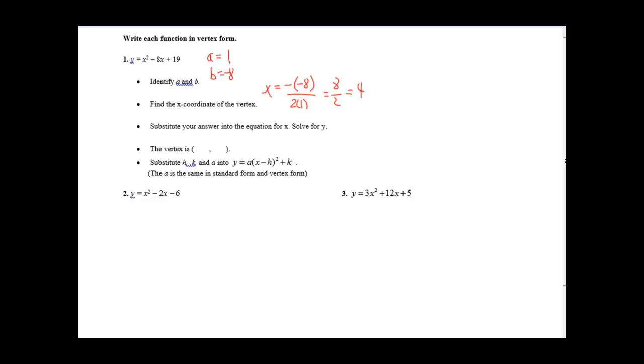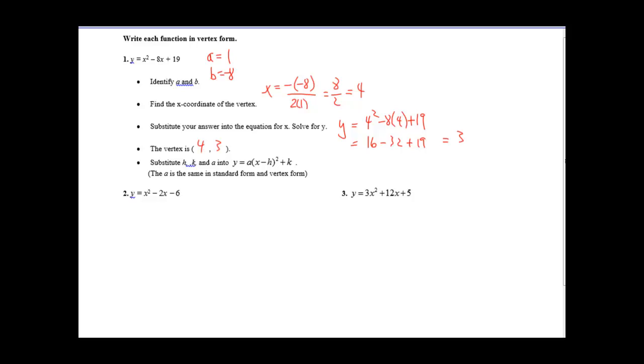Now we're going to substitute the answer into the equation for x and solve for y. We get y equals 4 squared minus 8 times 4 plus 19, which is equal to 16 minus 32 plus 19, which equals 3. So we know y equals 3. So the vertex is (4, 3).